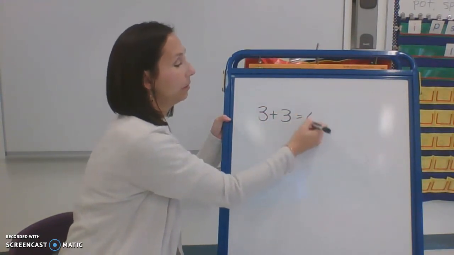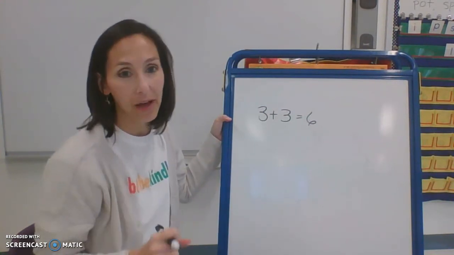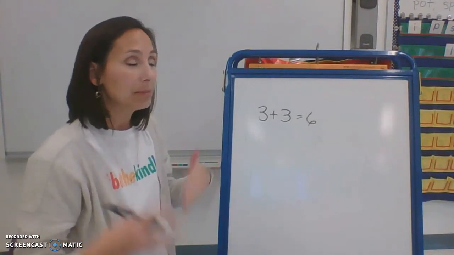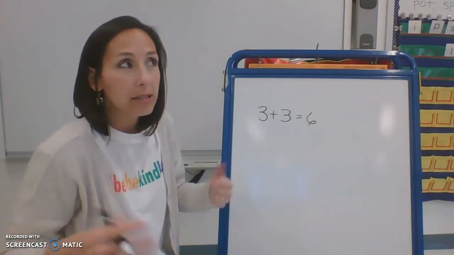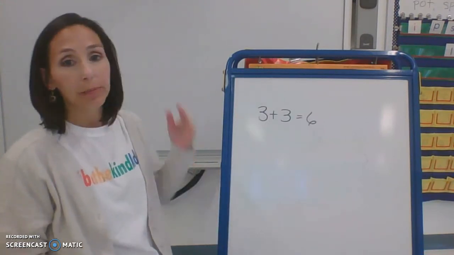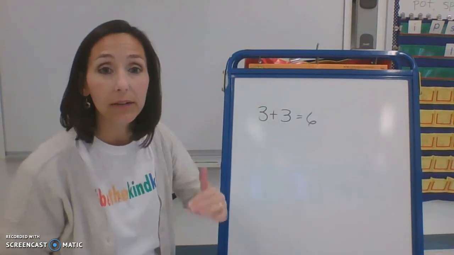All right, and then a couple of last things we talked about were facts like this. Anybody remember what kind of fact that is? Yeah, that's right, doubles facts. And doubles facts we can use to help us because sometimes they're just facts that some people find easier to remember. 2 plus 2 is 4. 3 plus 3 is 6. 4 plus 4 is 8. And we know that the answer is always an even number.